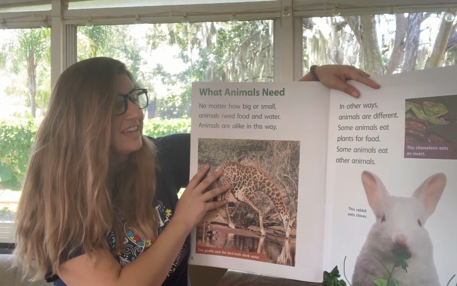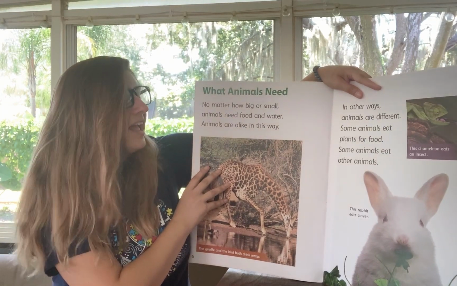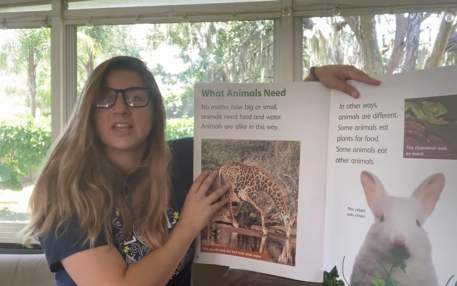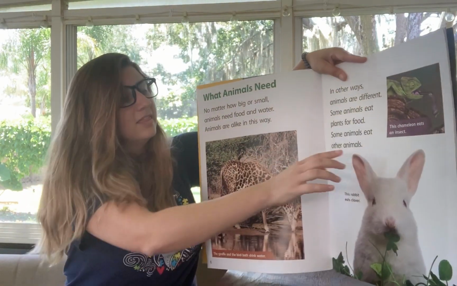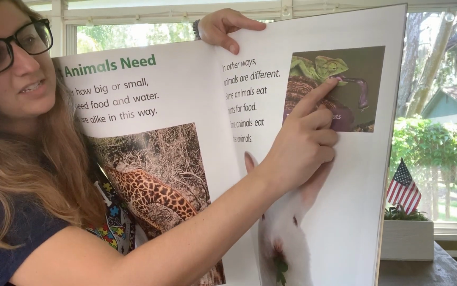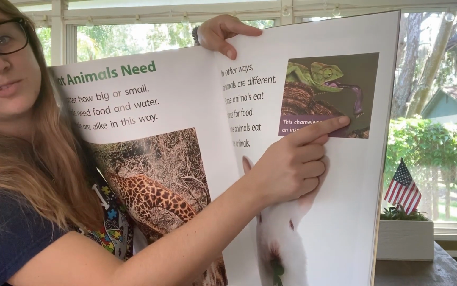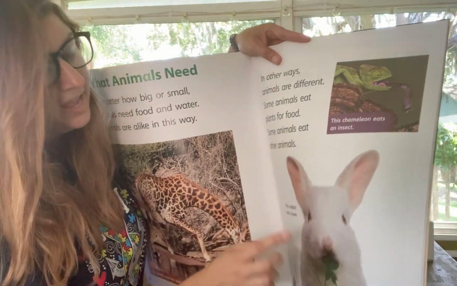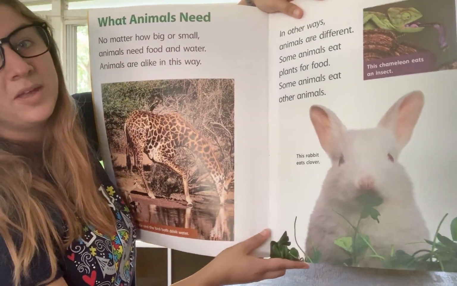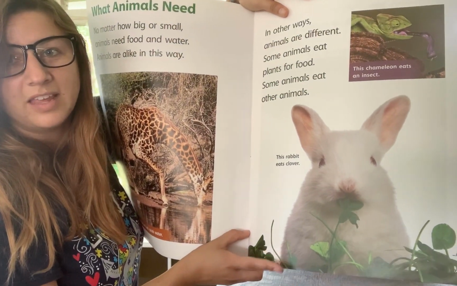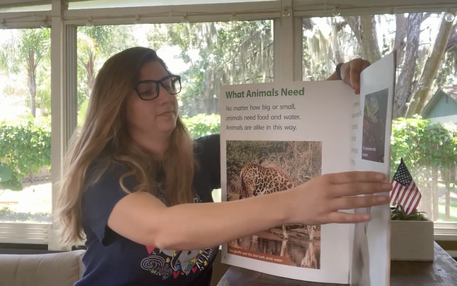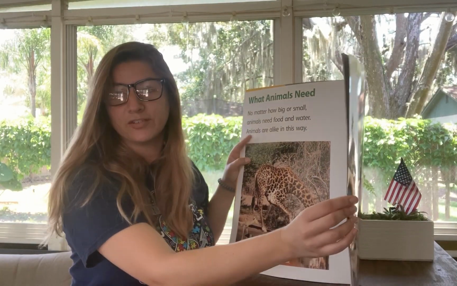Some animals eat plants for food, and some animals eat other animals. It's much like us too. This chameleon right here eats an insect. You see his tongue sticking out? He got an insect right there, so he's eating a different kind of animal. And this bunny, this rabbit, is eating this clover. So they don't eat other animals, they eat plants. So they're alike and they're different.